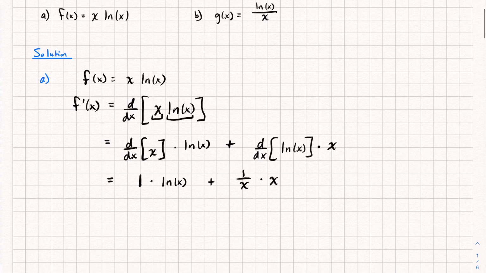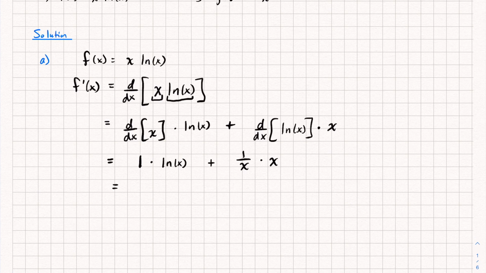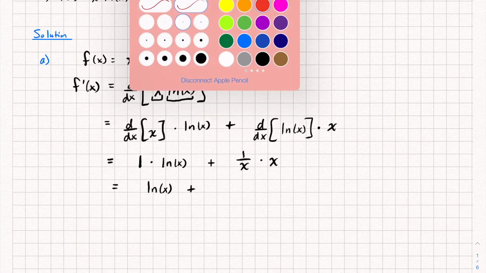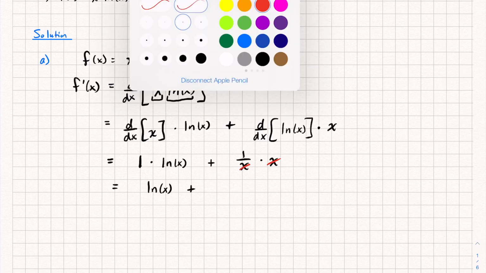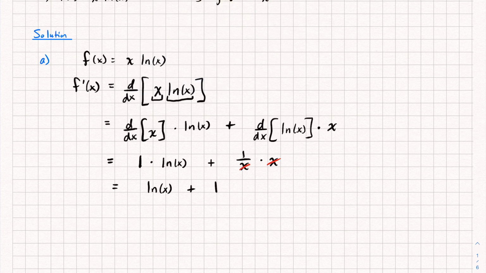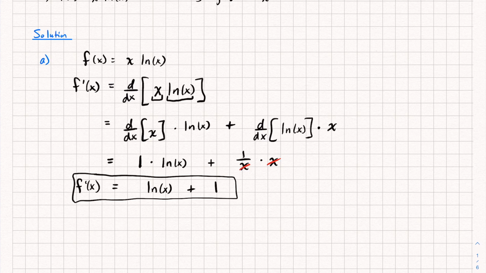And then now I'm just going to simplify. 1 times ln of x is just ln of x, plus 1 over x times x. These x's will cancel with one another, leaving me with just plus 1. This is the derivative f prime of the original function f of x. All right, so B.